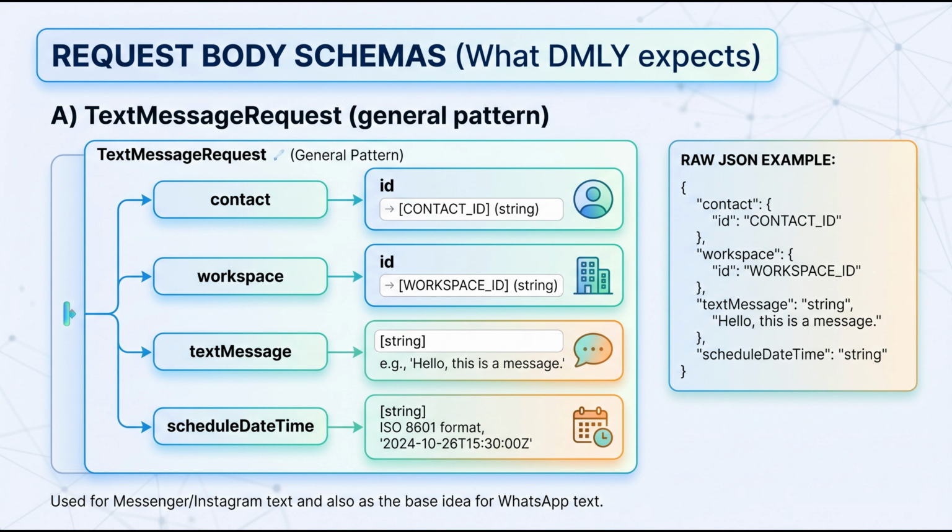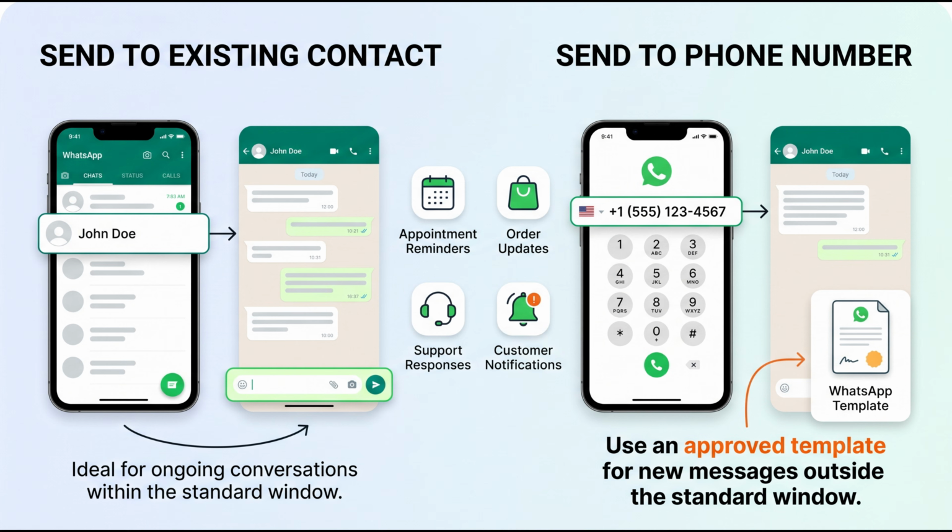Sending text messages. The most common use case is sending text messages. A typical request includes a contact ID, workspace ID, and the message content. Once submitted successfully, DMLY routes the message through the selected channel and tracks delivery status.